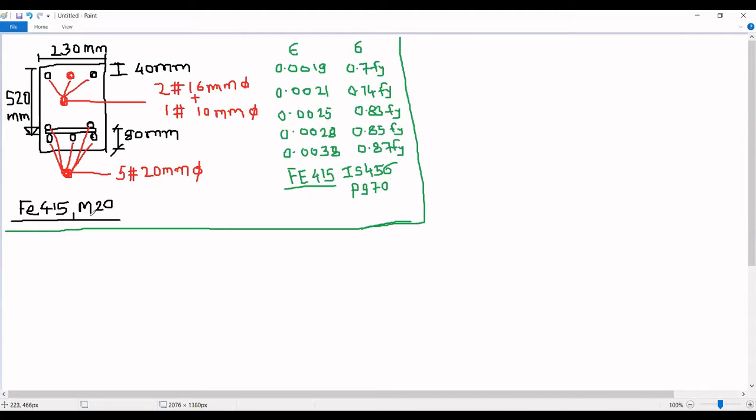In addition to this, if we refer to the stress strain curve of Fe415 given on page number 70 of IS 456, we can write down the values of strains and stresses in this format. So look at the strain is varying from 0.0019 up to 0.0038 and the value of stress is varying from 0.7 Fy to 0.87 Fy. This table is going to be useful to us in analysis of doubly reinforced section.